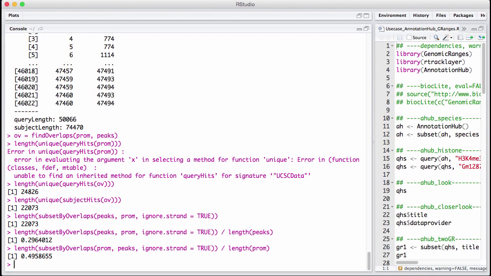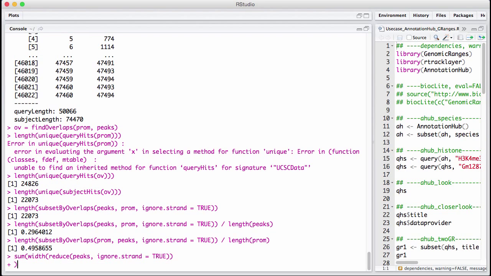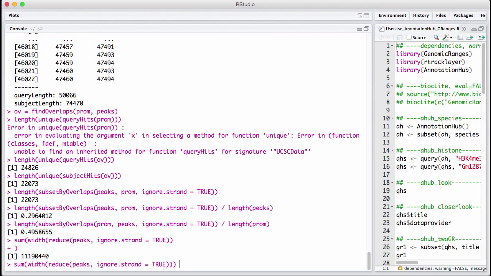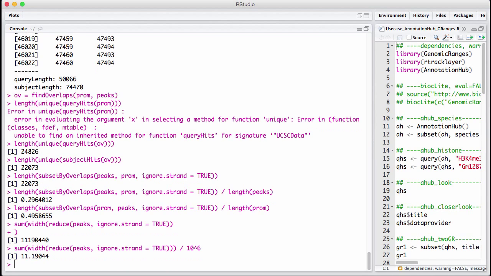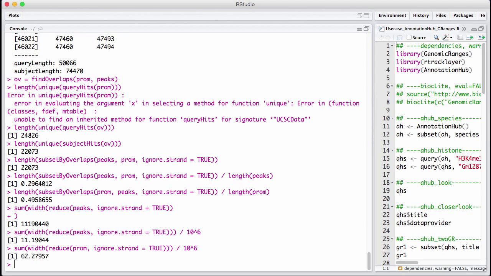Now, is this big or not? Let's look at how big the peaks are, how big the promoters really are, and how big the intersection is. So let's say, how many bases do the peaks really cover? Ignore strand, and this reduce. I want to have it in megabases. So 11 megabases. How many megabases do the promoters cover? 62 megabases.